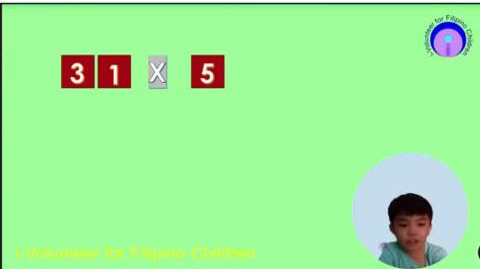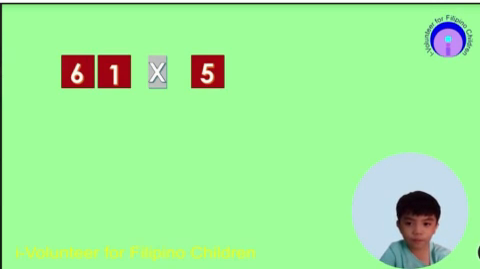31 times 5 equals 155. 51 times 5 equals 255. 61 times 5 equals 305. 71 times 5 equals 355.